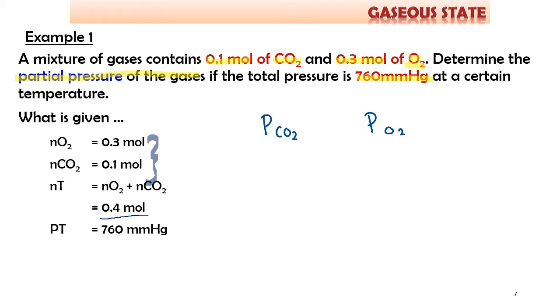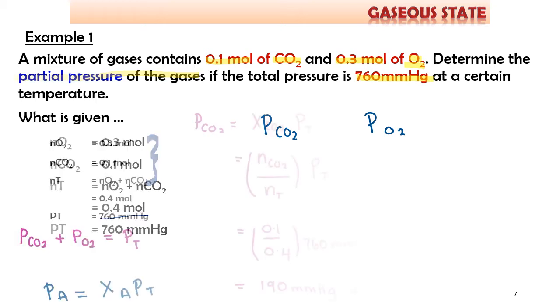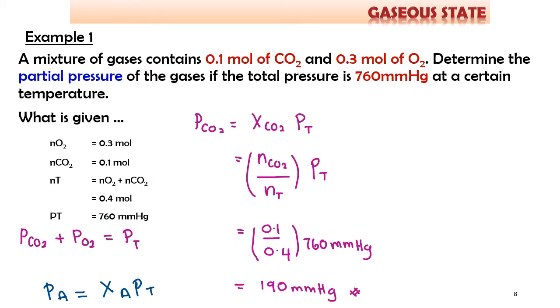And then next, to find partial pressure of gas CO2, sebab kita ada information about mole, we can use the formula of partial pressure of the gas that we want to find, which is mole fraction times P total pressure. So if you want to find partial pressure of CO2, this is the formula, and then you will get the final answer, 190 millimeter mercury.